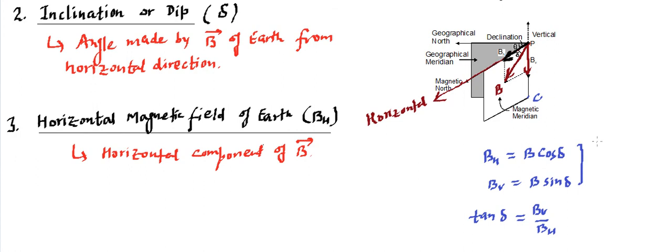Moreover, we can say what the total magnetic field is going to be. This is going to be under root BH square plus BV square, because these are vectors, so we can use all the properties of vectors that we know.